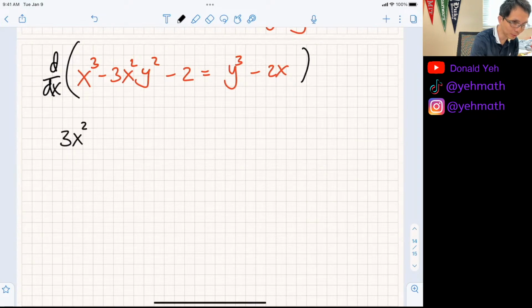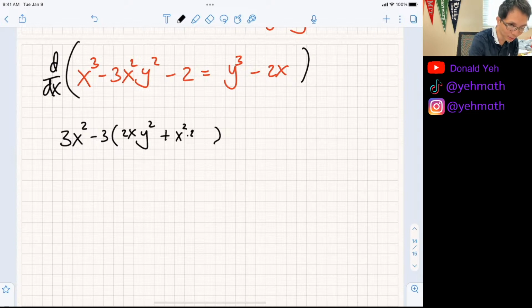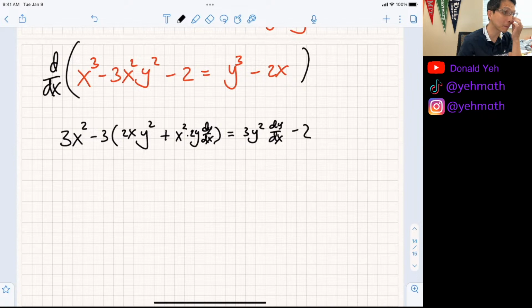Derivative of x cubed is equal to 3x squared. I'm leaving that minus 3 alone, and it'll be x squared, so the derivative is 2x y squared plus x squared, and double check my mistakes, times 2y dy dx. The derivative of negative 2 is 0. It's equal to 3y squared dy dx minus 2. Does everybody have this? Yes.